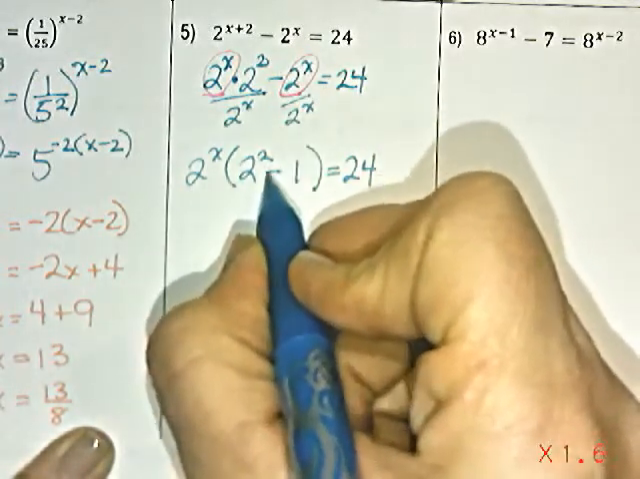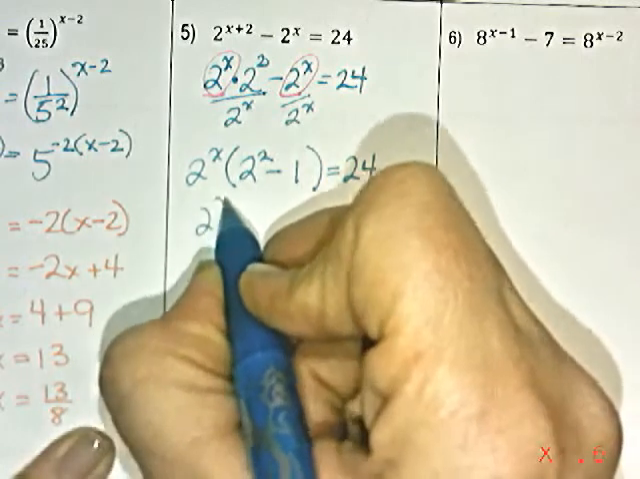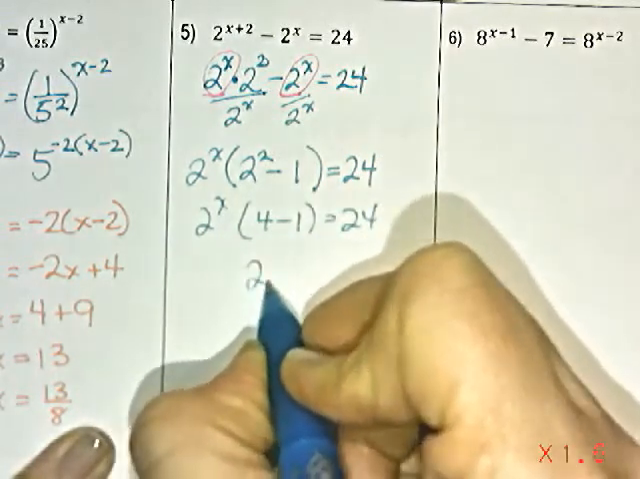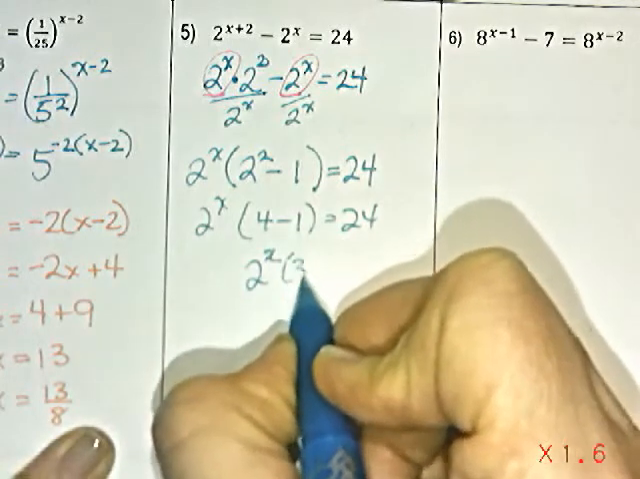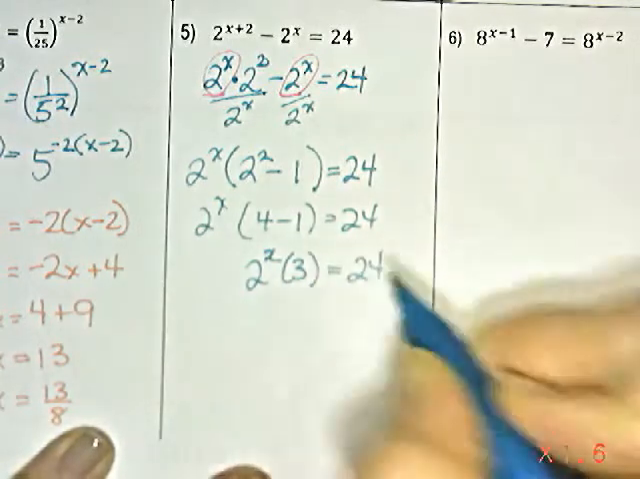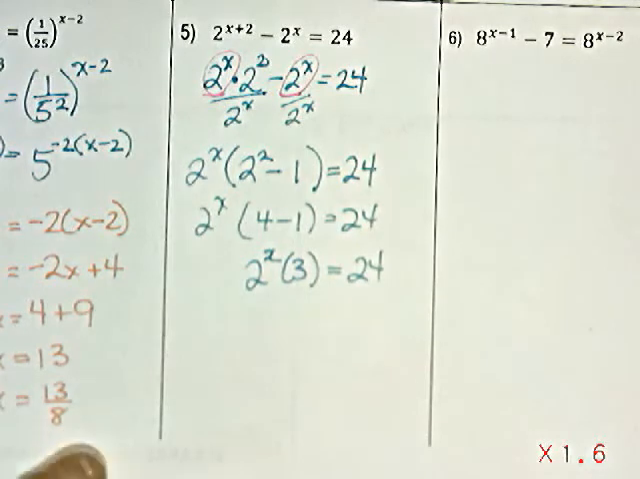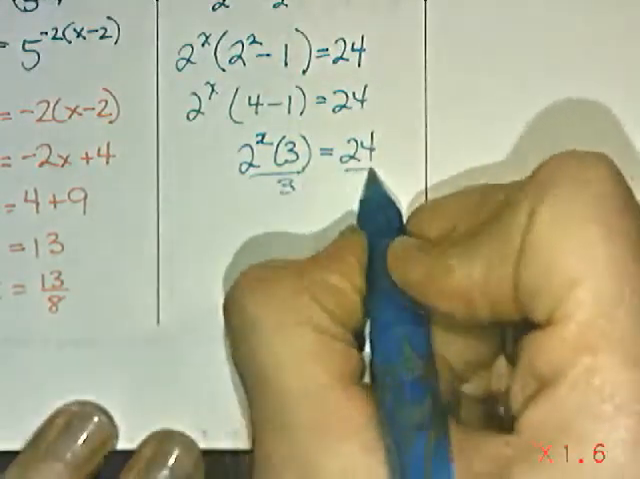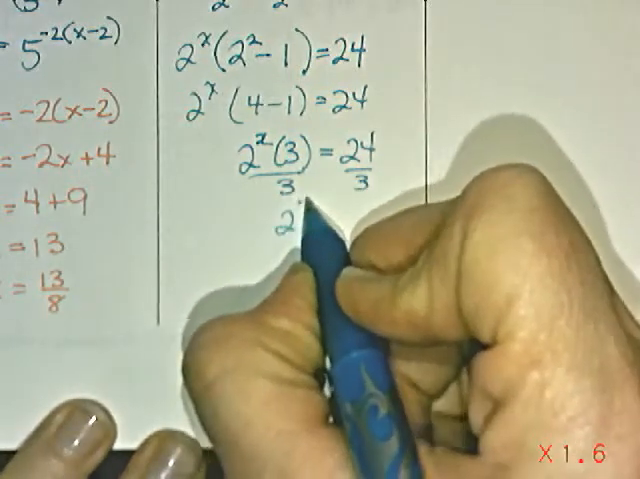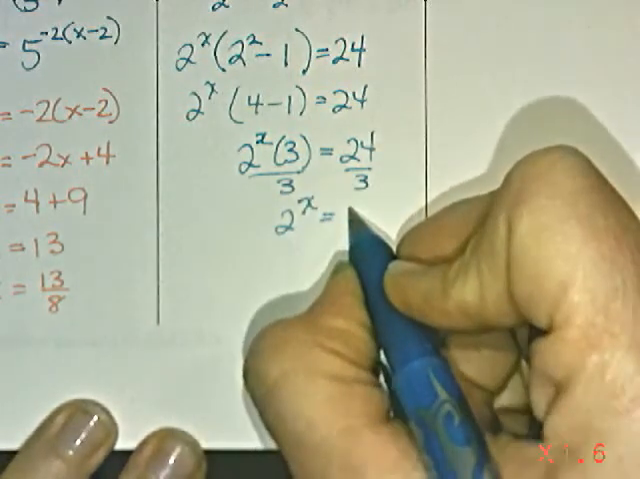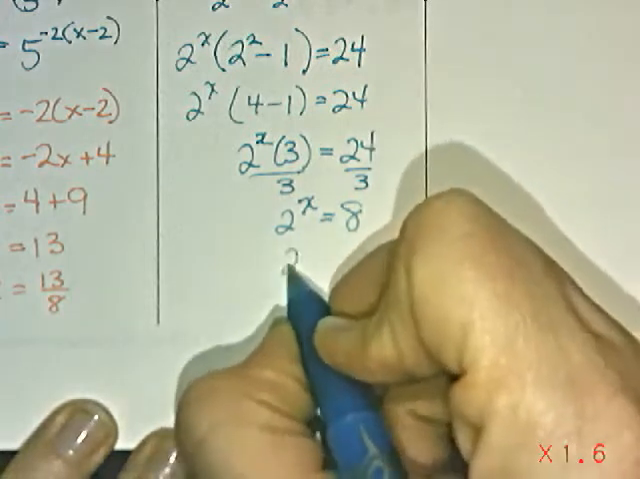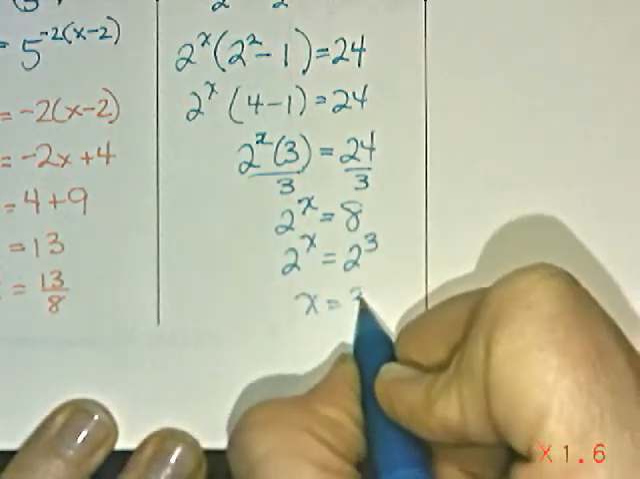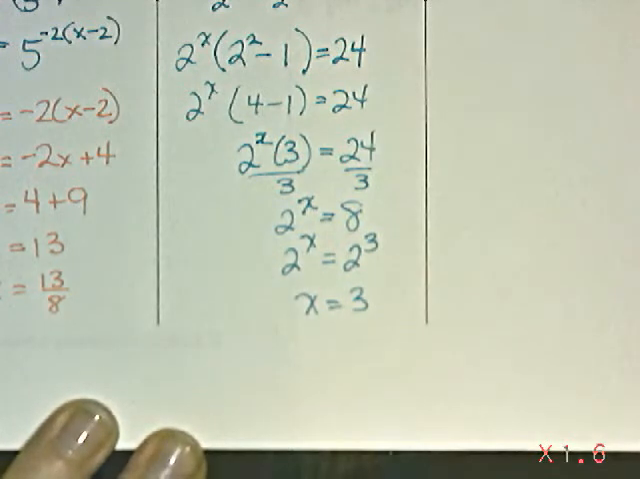This is just a 4 minus 1, which of course is a 3. And now I can employ my 3 steps where I isolate my base, divide away that 3, and we get 8. I will match my bases, and of course I can say that x is my 3 there, equate my exponents.